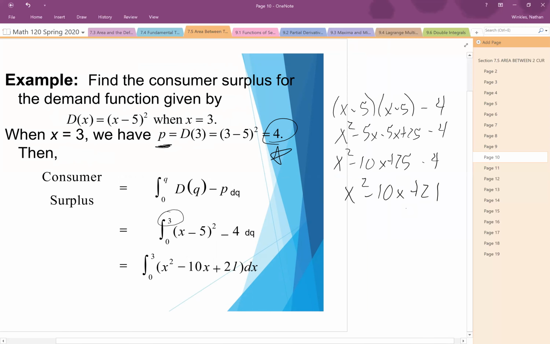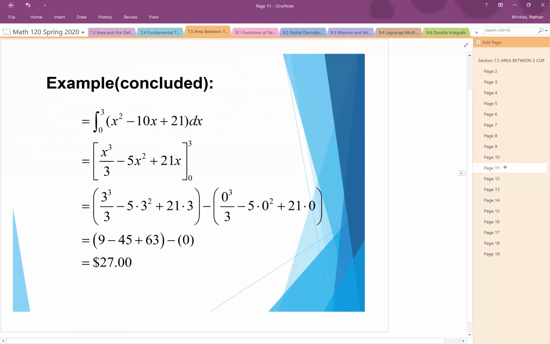So by integrating this piece, we get x cubed over 3 minus 5x squared plus 21x, evaluated from 0 to 3. Plug in 3, we're going to get 27 divided by 3 is 9. 3 squared is 9 times negative 5 is negative 45, plus 21 times 3 is 63. In this case, the 0 cancels out. So 9 minus 45 is negative 36, plus 63 gives us $27. So our consumer surplus for this function is $27.